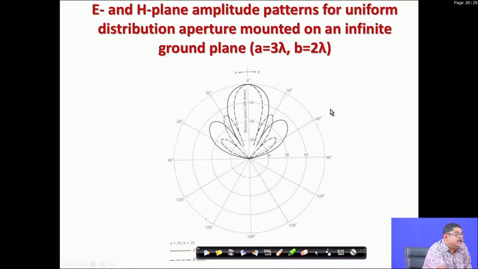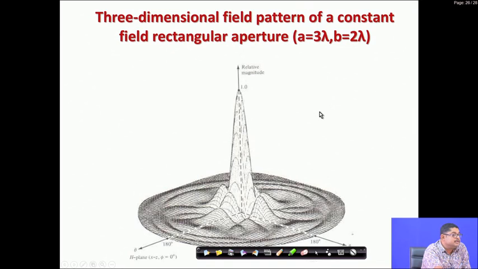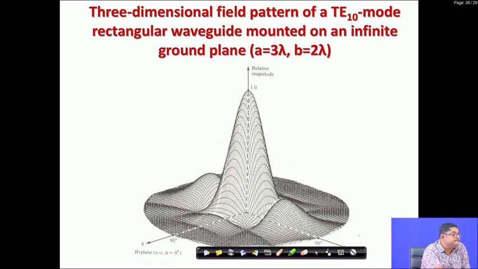Then these are the patterns. You see, the black one is the E plane and the dashed one is the H plane pattern. Now, since A is larger, that is why you see the H plane is narrower. If you have the broader dimension large, then in the H plane you have a more constricted pattern. And this is again a rectangular aperture, and this will come later.